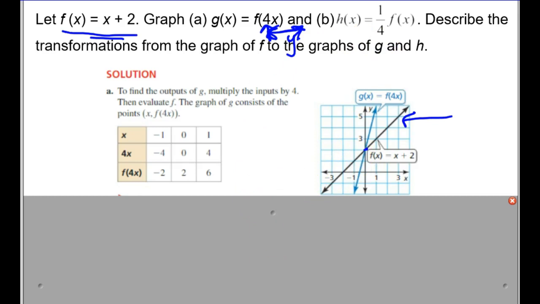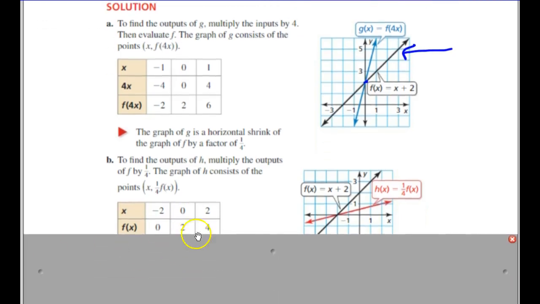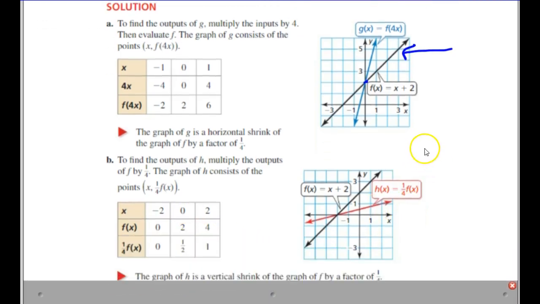Okay, so for the second part, here's my stretch or shrink. This is going to be a shrink because it's less than 1. It's outside my parentheses, which means it's going to be going up and down, which means that my x-intercept is going to stay the same. So if we look at what that graph looks like, let me scroll down just a little bit. Here's my parent graph, the original one. My x-intercept stayed the same, and since this is a fraction, it's going to get shorter and fatter by a factor of 4.